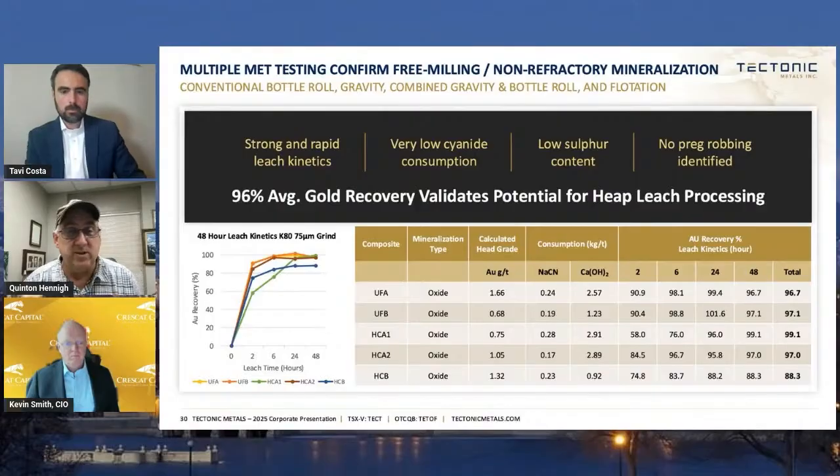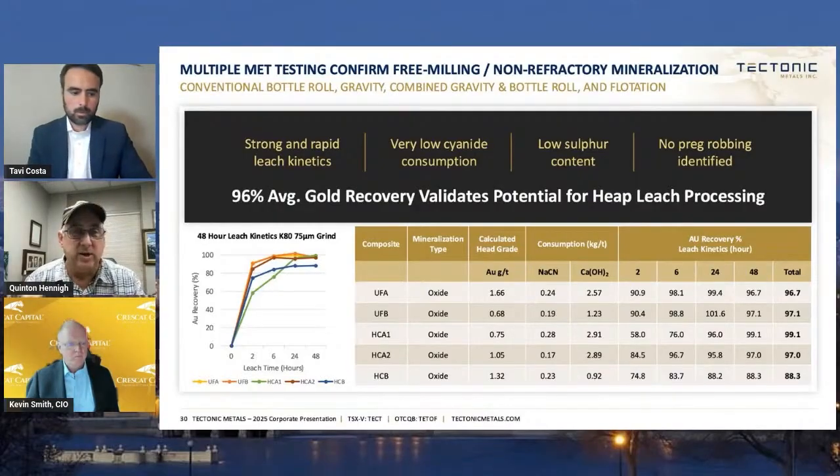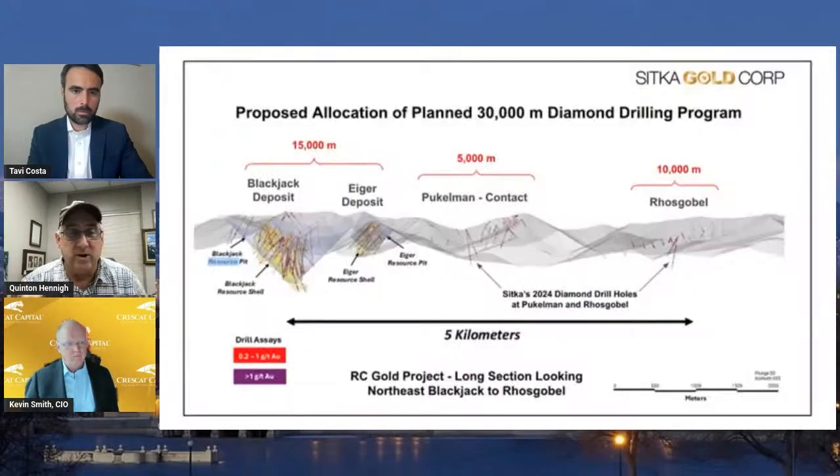By the way, if somebody asked me, would I rather have a Donlin Creek that's running 2.5 grams gold but is refractory, or would I rather have a 1.2 gram gold that's non-refractory? I'll take the non-refractory any day. All right. Now Sitka, I'm going to jump through these companies.